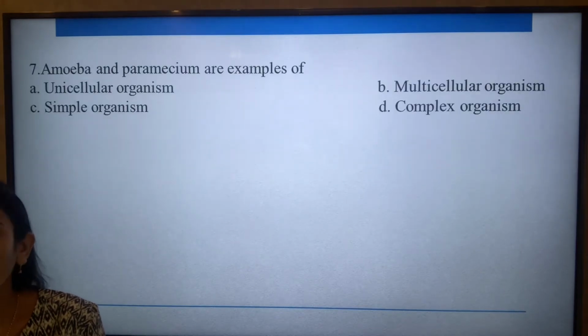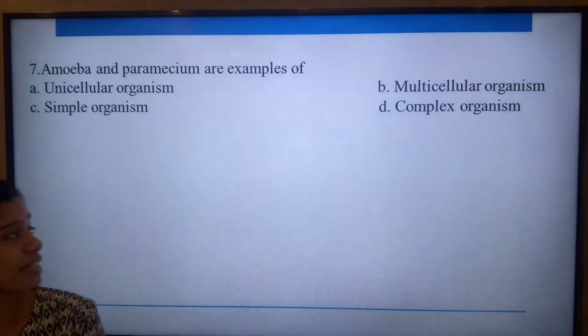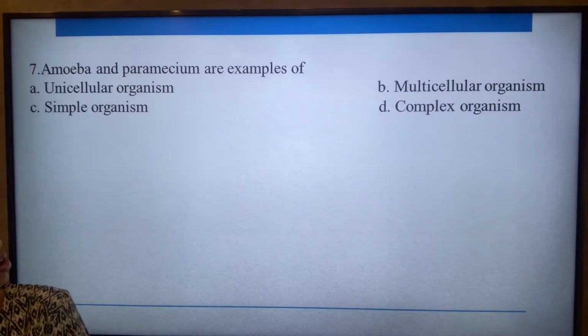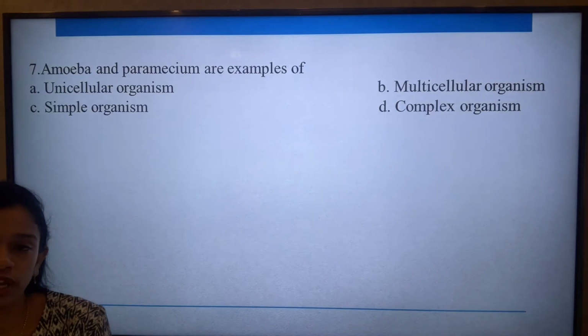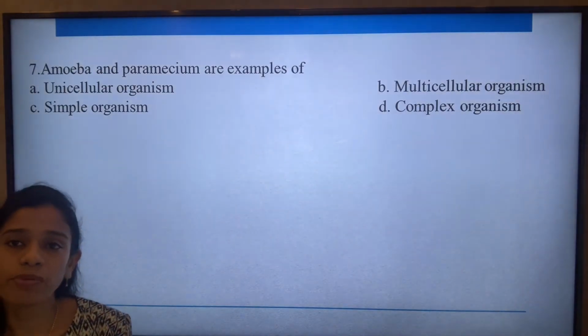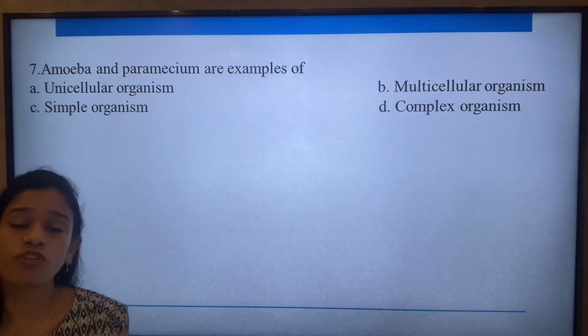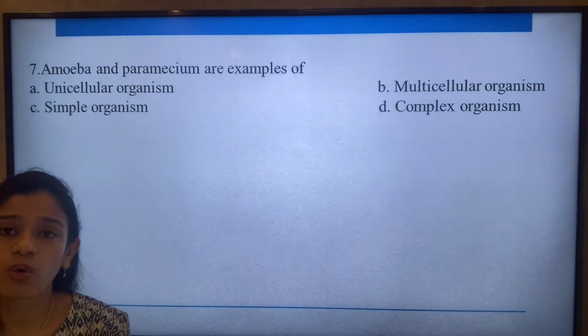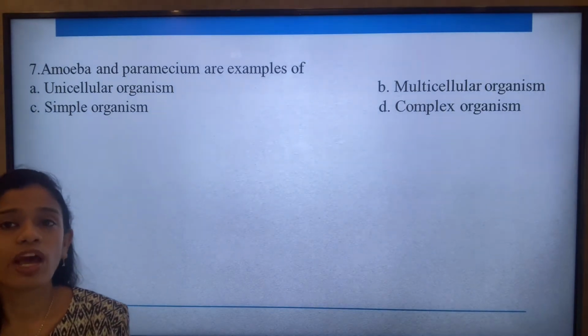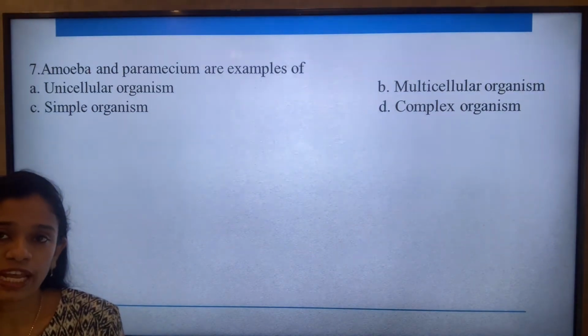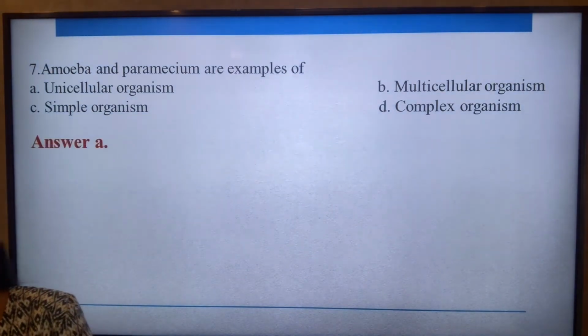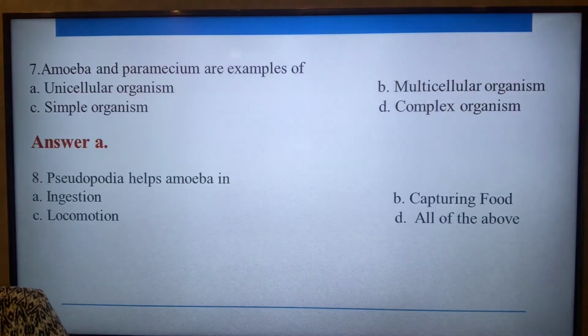Amoeba and paramecium are examples of unicellular organisms, multicellular organisms, simple organisms, or complex organisms. So amoeba and paramecium are examples of unicellular organisms. They are single-cell organisms, and this one cell performs all the required functions for their livelihood. So answer A is the correct option.